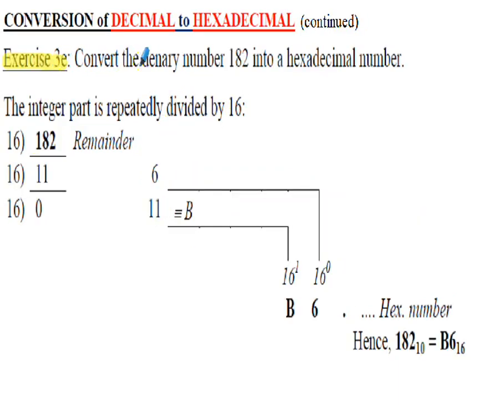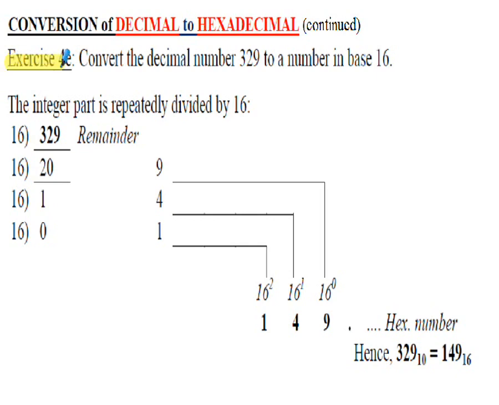Exercise 3e, we're asked to convert the denary number of 182 into a hexadecimal number. I'll let you look at the solution. The answer is given here. Exercise 4e, we're asked to convert the decimal number 329 into the base of 16. I'll let you review the solution here, and the answer is given at the bottom of the page.